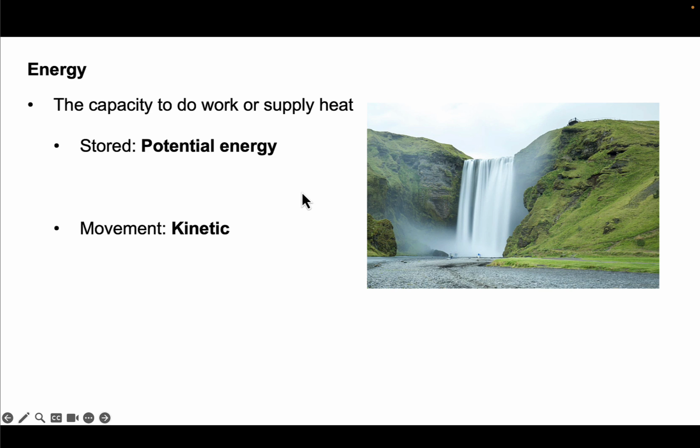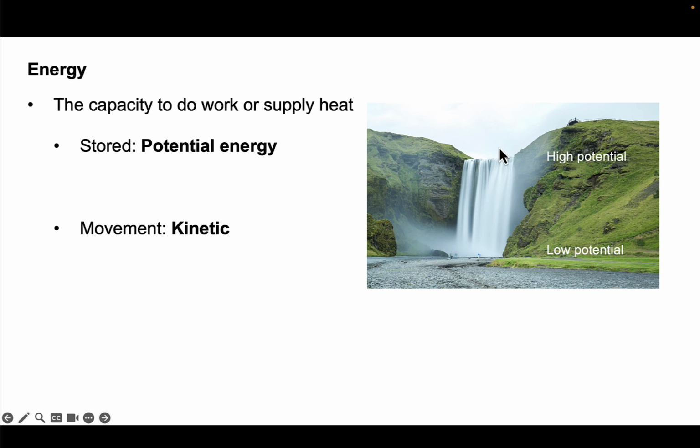Okay, so let's start by talking about energy. Energy is the capacity to do work or supply heat. And it comes in two forms. It comes in a stored form called potential energy, and another form, which is movement, the energy of movement, which is kinetic energy. And let's talk about this with this analogy of a waterfall.